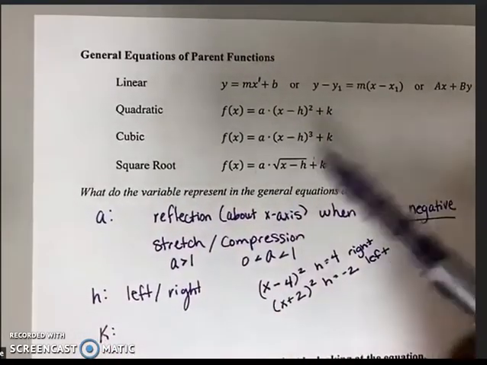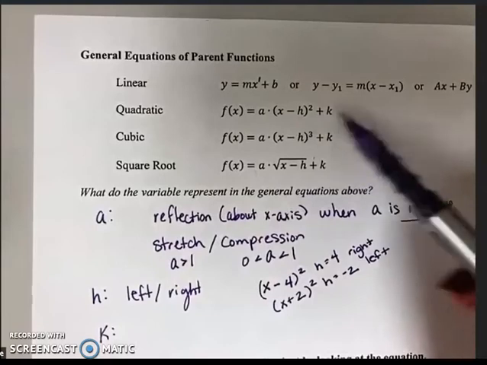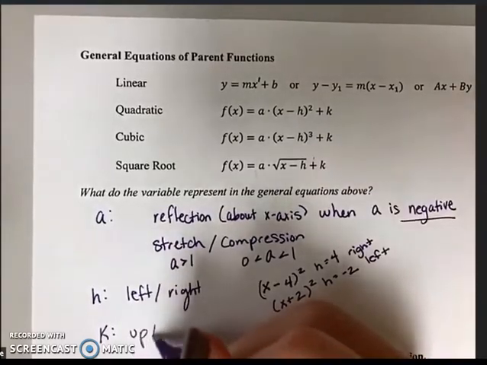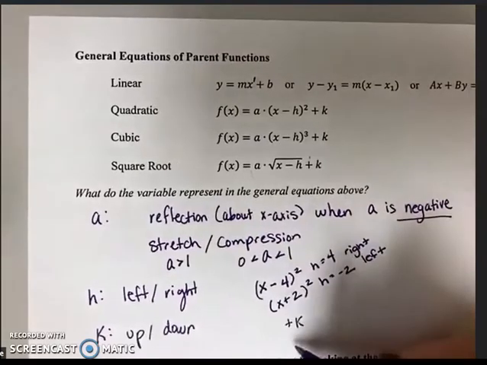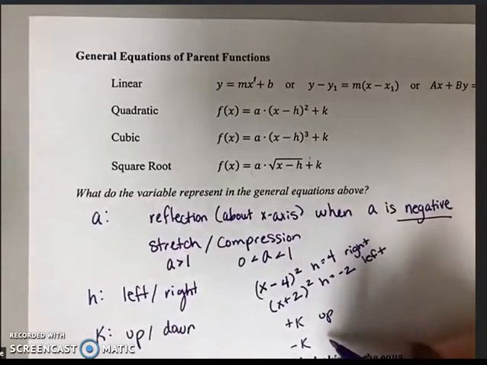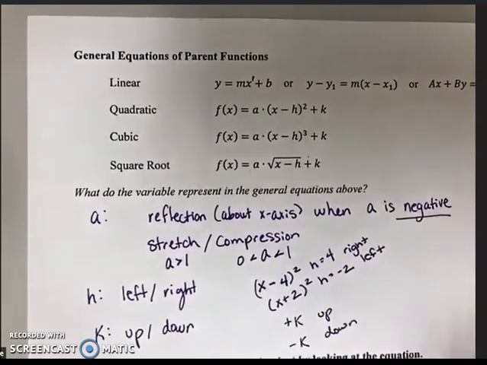Lastly, the k value, so this is always on the outside. That just tells us if we're moving up or down. This one's pretty straightforward. If it's plus k, we're going to move up. If it's minus k, so we're subtracting some number, we're going to be moving down.